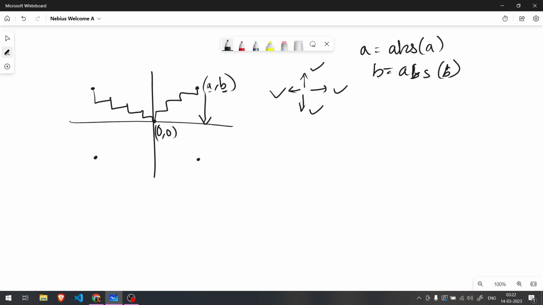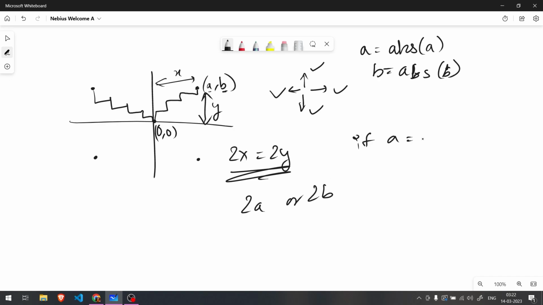Now if the y-axis length is equal to the x-axis length, then we can take an equal number of steps in an alternating fashion, and the answer is 2x, which is equal to 2y also. We can print any value, basically 2a or 2b is the answer if a equals b. But note that we have already done this step. So this is the first thing we do, which is we take the absolute value of both the values.